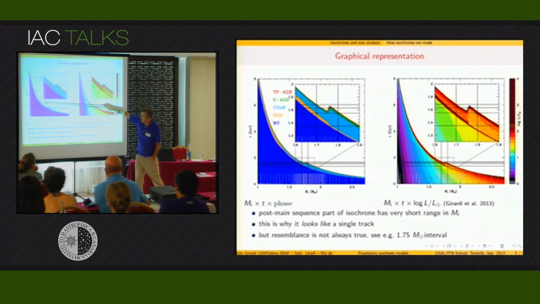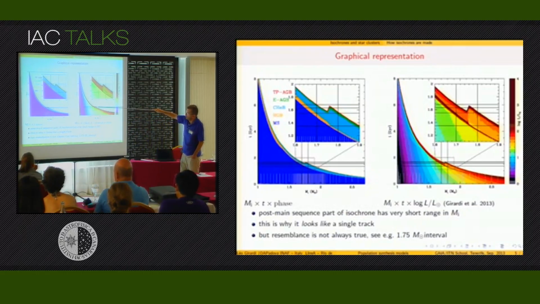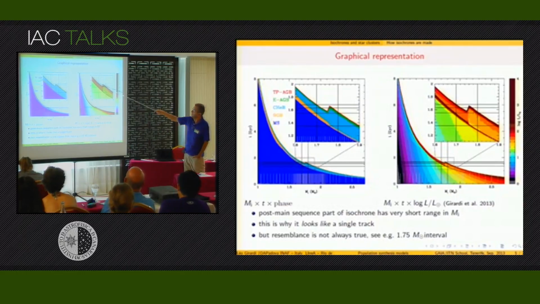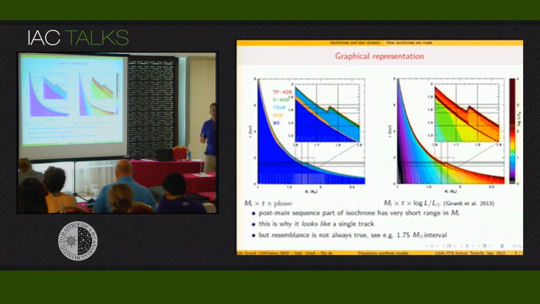Of course, this is not a general rule. We have also parts of this plane in which something more strange is going on: we have an isochrone in this case that crosses the thermally pulsing AGB three times, and the result is that we'll have an excess of AGB stars in that particular isochrone. That's just an example that as a first approximation it is correct to say that the post-main sequence part of an isochrone corresponds to an evolutionary track, but it is not strictly correct.